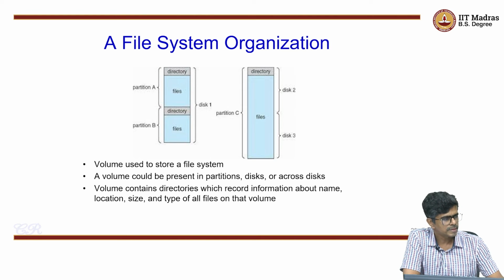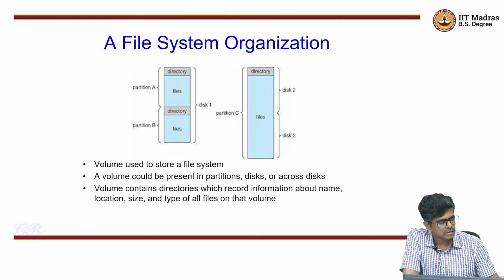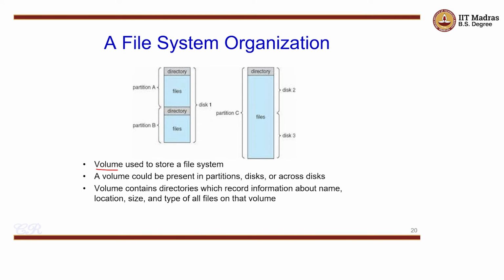So from an OS perspective, the files are essentially organized in terms of a file system, right? And the volume is essentially used to store a file system. So a volume could be present in multiple partitions, it could be across different disks or within a single disk and so on. So for instance, this is how a particular example would look.